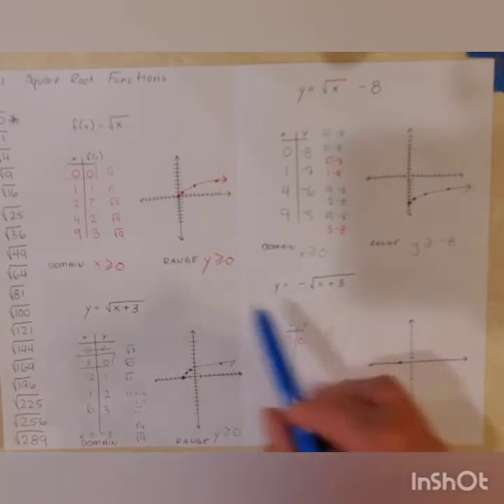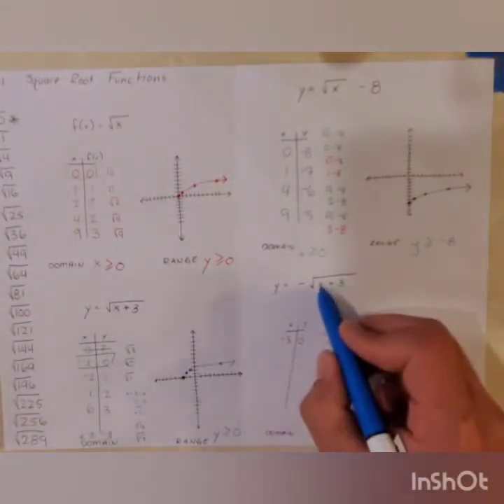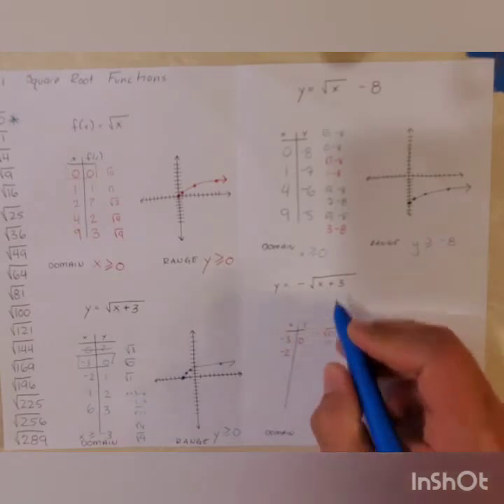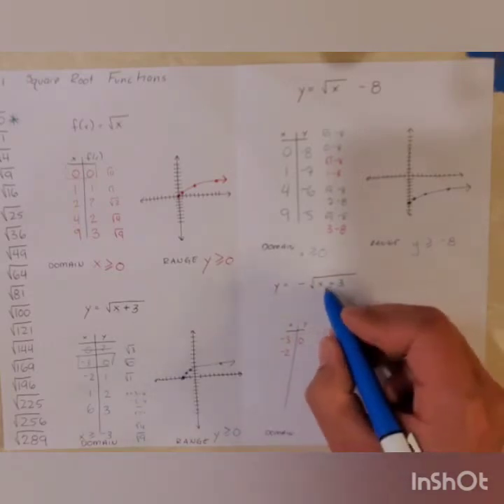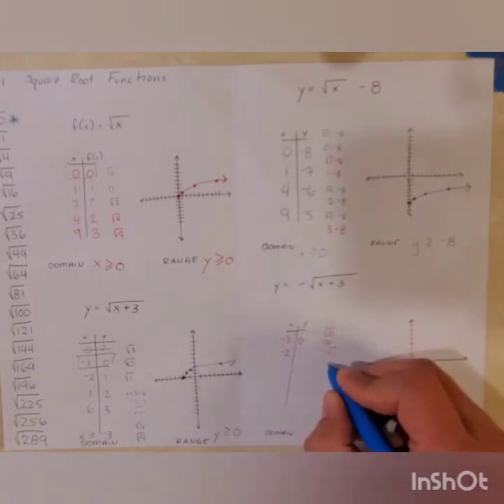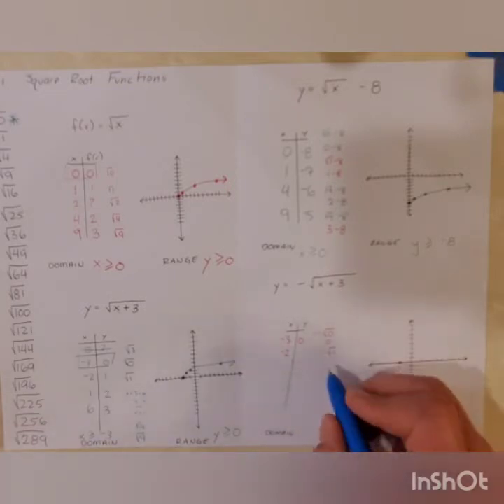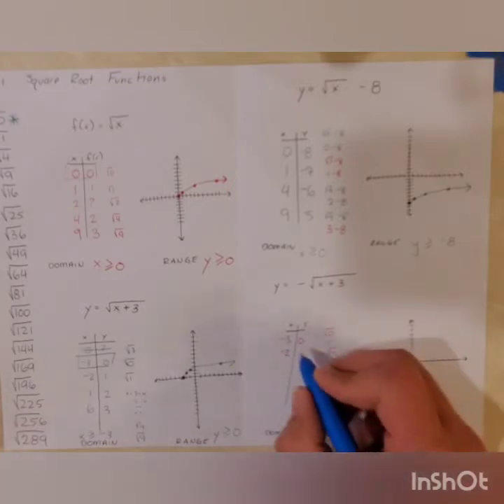Now, once again, I need square root of 1. What number goes in there? I'm going to plug in a -2. That becomes negative square root of -2 plus 3, which is 1. Square root of 1 is 1, so that becomes -1.